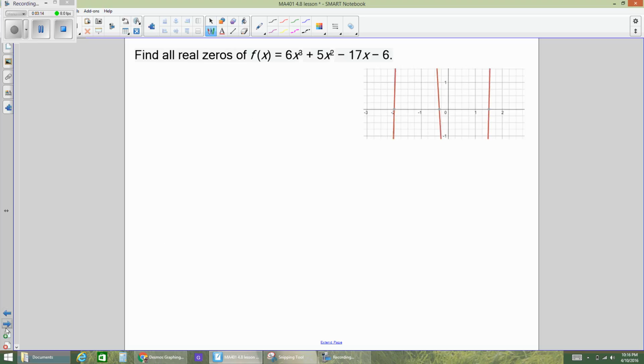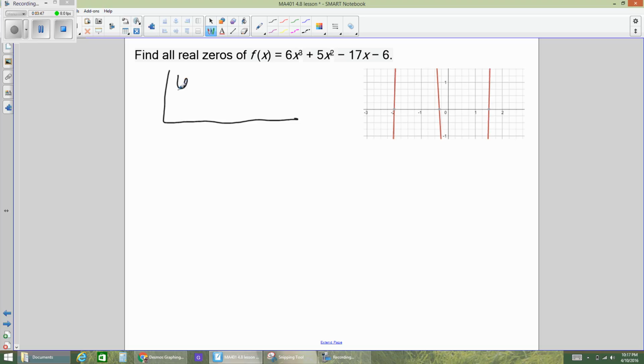Okay, it says find all real zeros. The function is 6x cubed plus 5x squared minus 17x minus 6. You've got a graph in front of you. Looks like -2, some value we don't know, yucky decimal, and maybe 1.5, but I don't really know if it's 1.5. So I think we'll do quadratic formula. Let's go ahead and get our synthetic division set up.